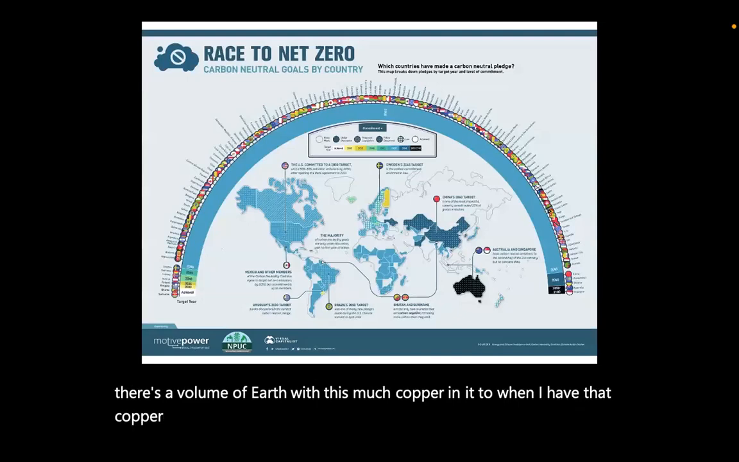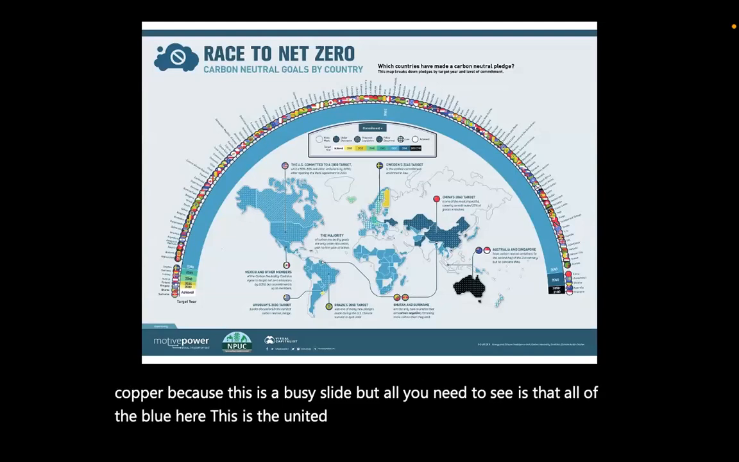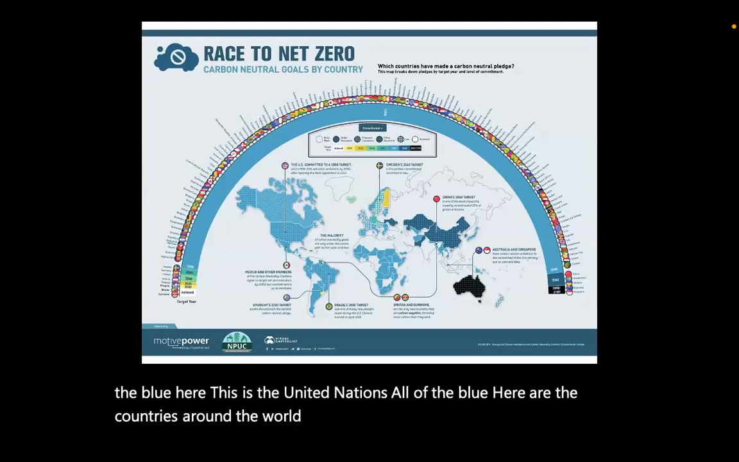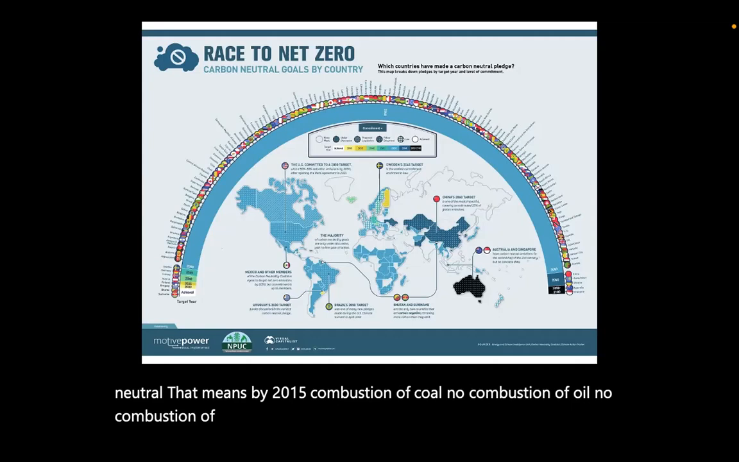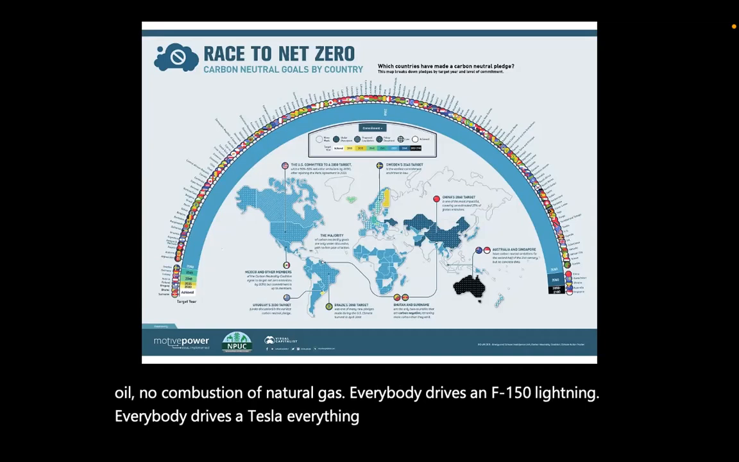Because this is a busy slide, but all you need to see is that all of the blue here are the countries around the world, the United Nations, that have said by 2050, they'll be carbon neutral. That means by 2050, no combustion of coal, no combustion of oil, no combustion of natural gas. Everybody drives an F-150 Lightning. Everybody drives a Tesla. Everything is electric everywhere for everybody.